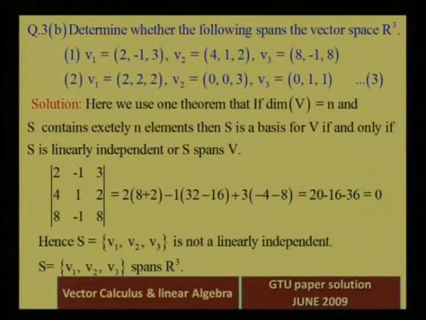Okay, so we know that the dimension of Rn is equal to n in general. And here S contains V1, V2, V3, exactly 3 elements. So if this situation happens, if the dimension of V is equal to n and S contains exactly n elements, then S is a basis for V if and only if S is linearly independent or S spans V.